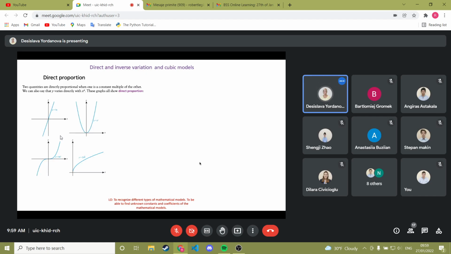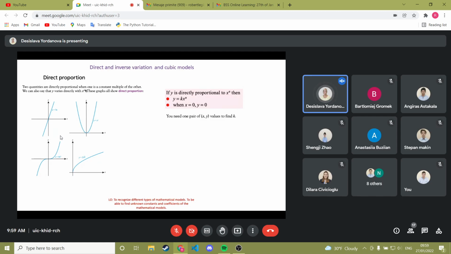Even 3x is direct proportion, x squared is direct proportion, 4x cubed is direct proportion. y equals the square root of x is direct proportion. The point is that when x increases, y also increases. But mathematically, this means that y varies directly with x to the power of n, which means that y equals kx to the power of n. When they say that y is directly proportional to x^n, then the general form is kx^n. And when x equals 0, y equals 0, so they always pass through the origin.